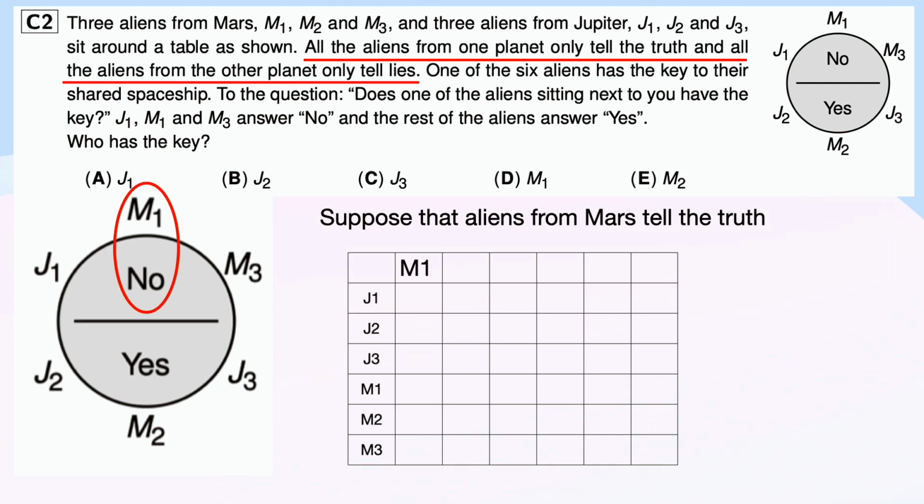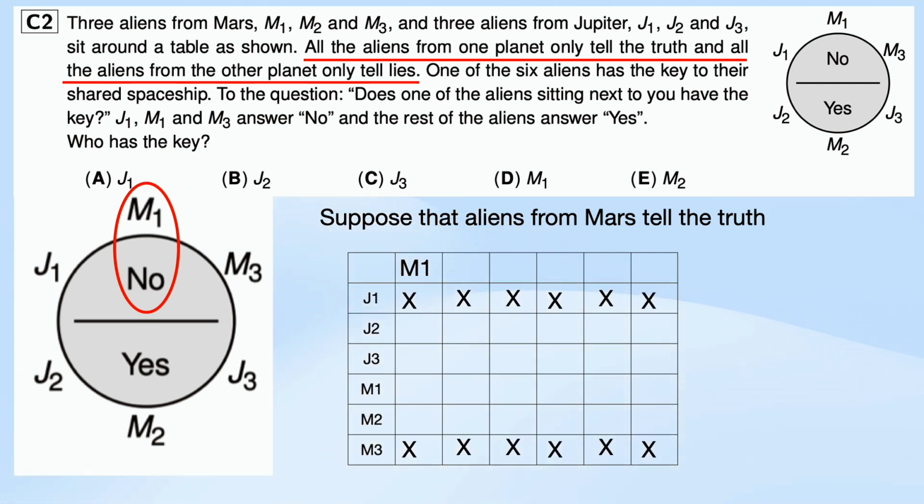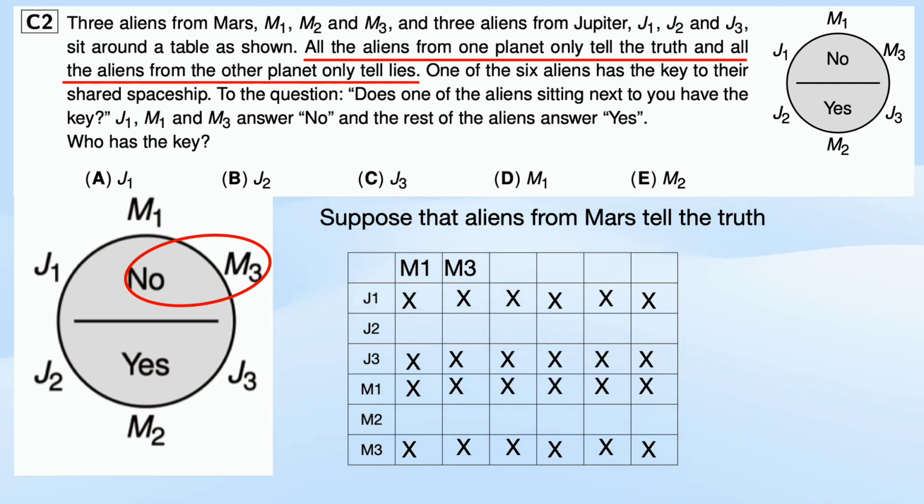M1 first. Since he is from Mars, he says no, meaning J1 and M3 do not have the key. We mark those rows with a cross to show they are eliminated. M3 also says no and tells the truth. That means M1 and J3 also do not have the key.